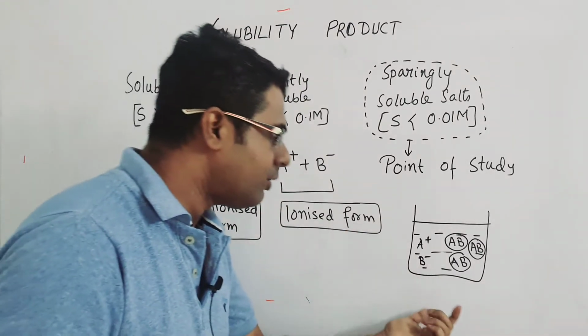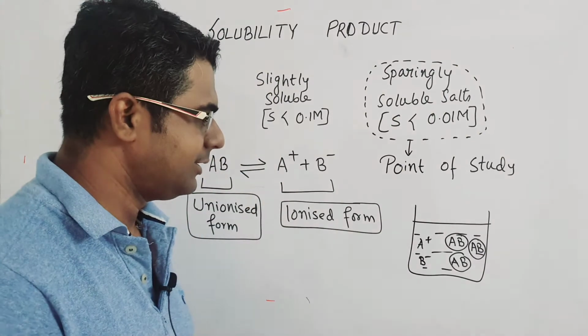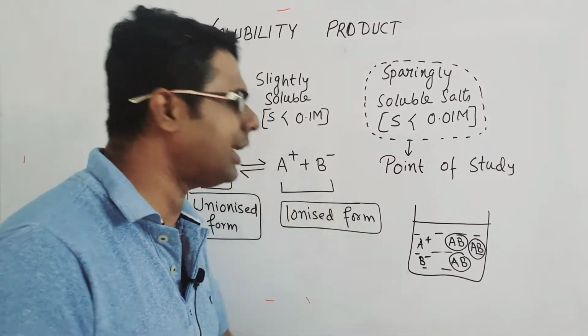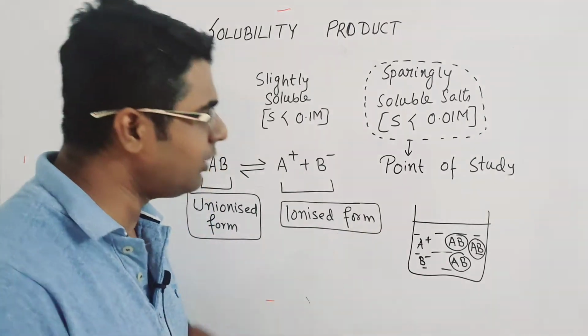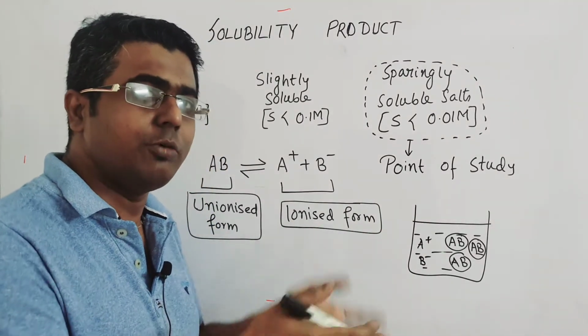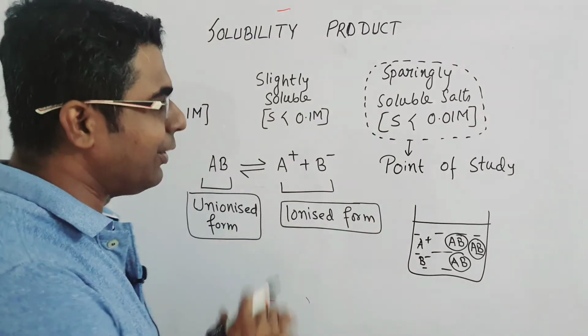Now at what condition? At a certain stage after which it doesn't ionize, we call that equilibrium, right? So this is the equilibrium condition. So in case of solubility, what do we call this?